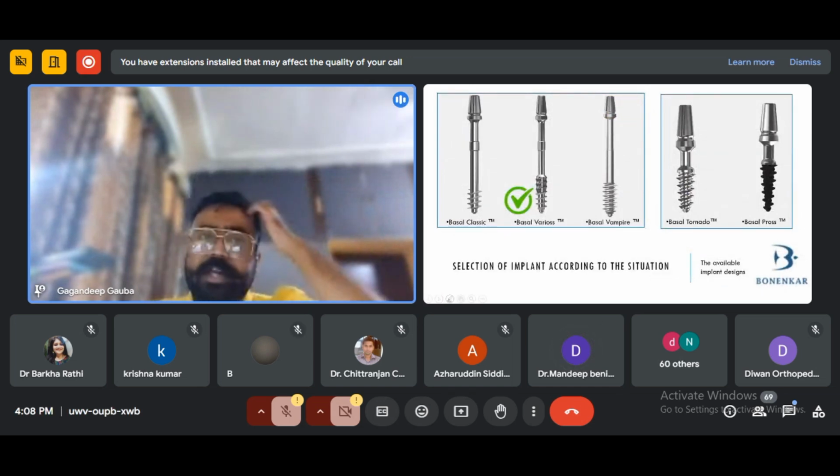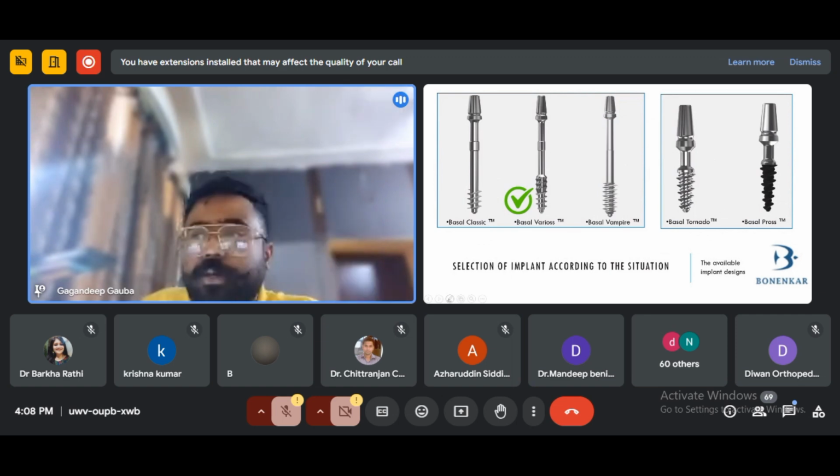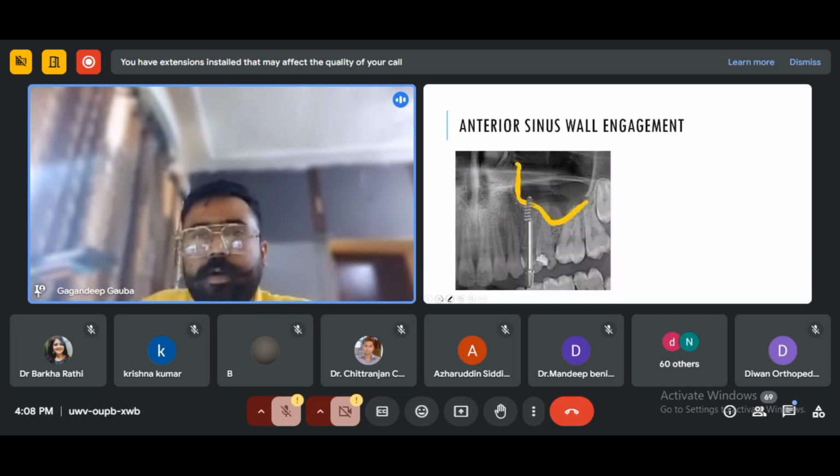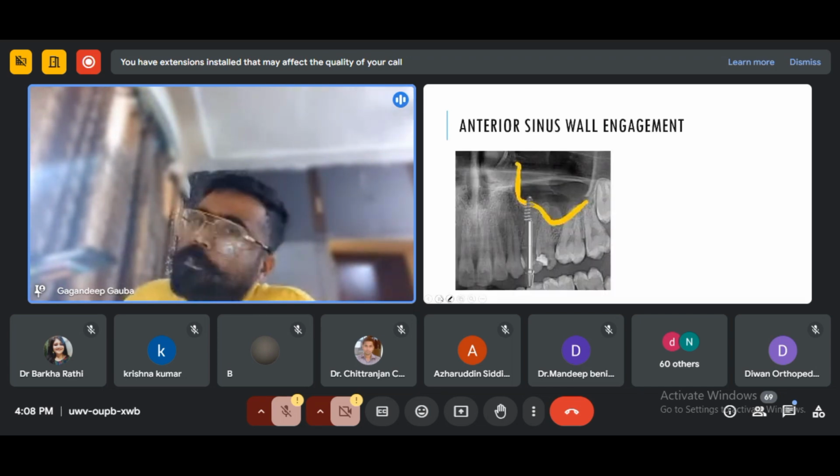So the preferred implant in the alveolar bypass is, as I told you in the previous slides also, the basal variant. And why basal? Because we don't have to worry about the diameter of the implant. One of the two threads will always engage, either by cortical action or by compressive action, right? I have demonstrated the surgical technique. Dr. Barkha's screen was, I think, not visible, so I will demonstrate in the end. If anybody wants to see the demonstration again, they can stay till the end.